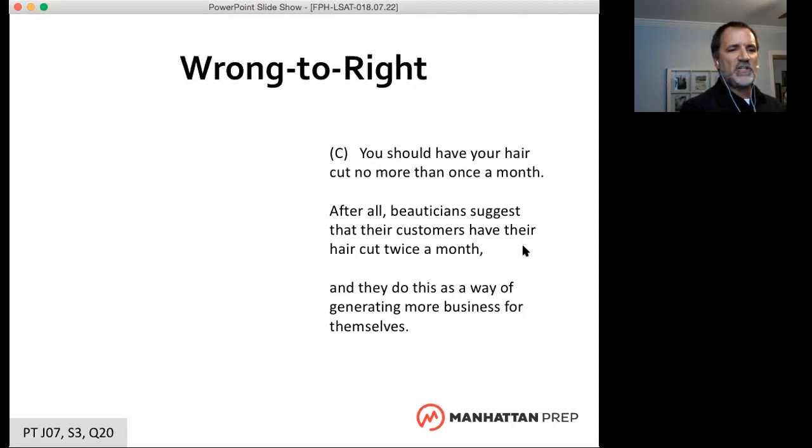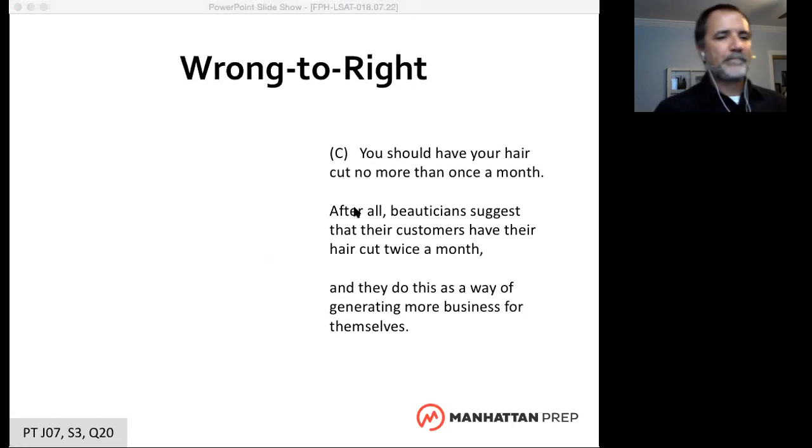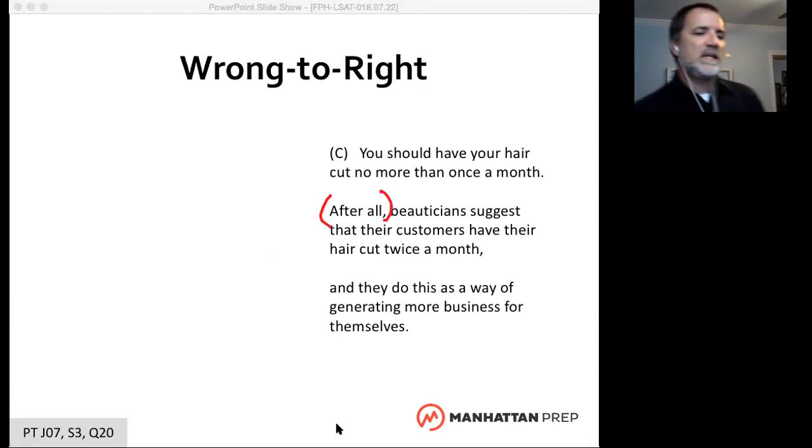After all, beauticians suggest that their customers have their hair cut twice a month. And they do this as a way of generating more business for themselves. So "after all" is, to me, an indicator of a premise. And on the LSAT, you'll see that a lot. "After all" indicates that what follows is the reason why I want you to believe the conclusion. So notice, beauticians suggest that their customers have their hair cut twice a month. Okay. Oh, and they do this as a way of generating more business for themselves.